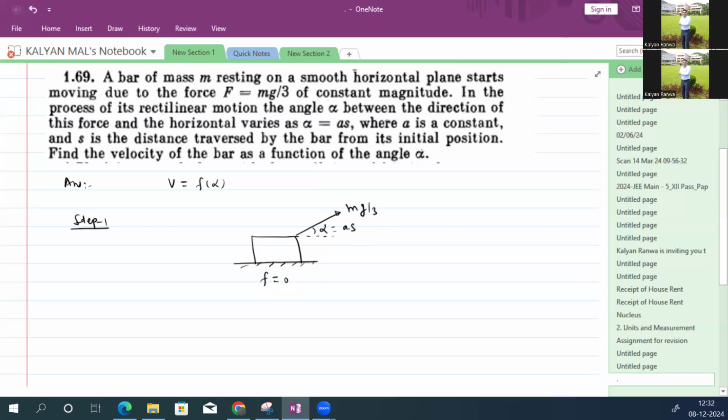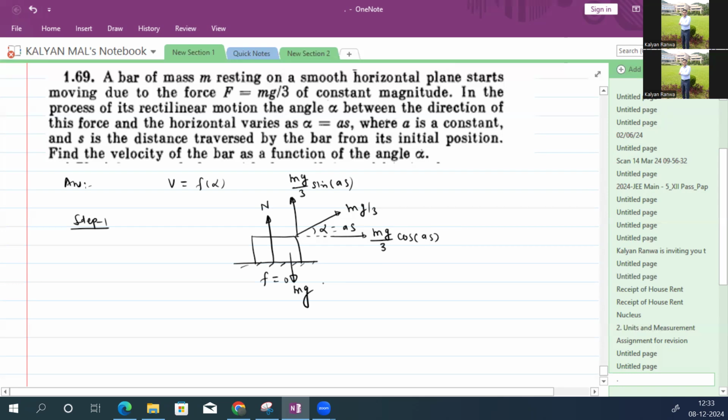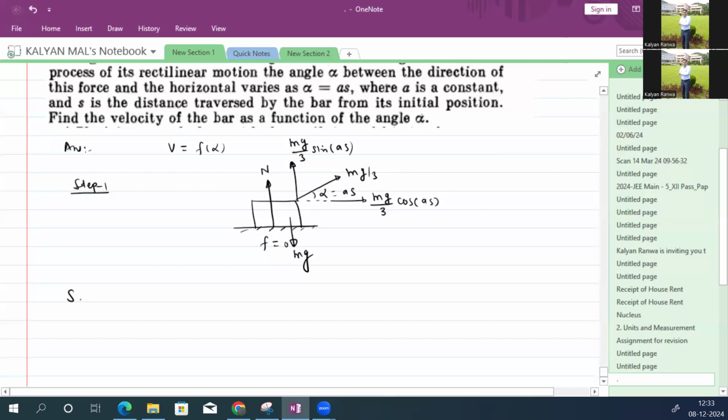So first of all, we will draw the free body diagram. The components of mg by 3: one component is horizontal, that will be mg by 3 cos as, and another component is vertical, that is mg by 3 sin as. From the surface where the bar rests, the normal force N will act in the normal direction, and the weight of this body will act downward, mg. Okay, there is no motion in the vertical direction.